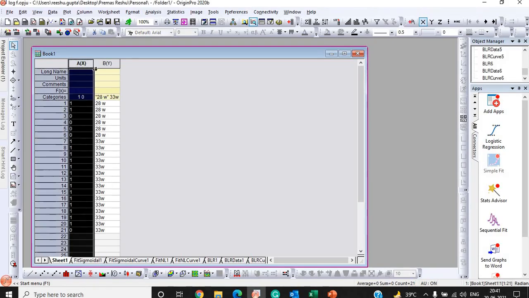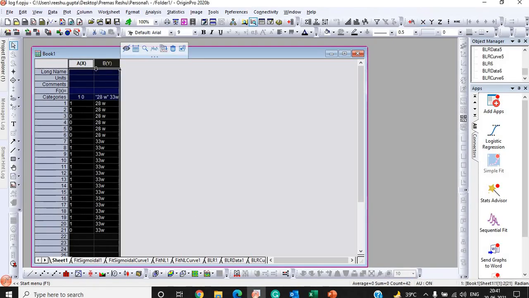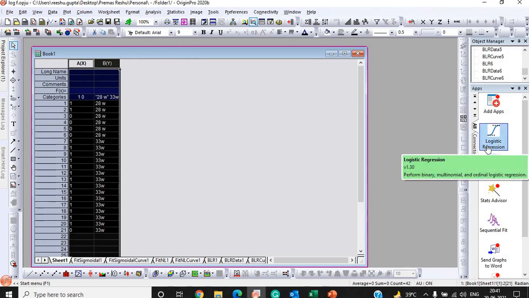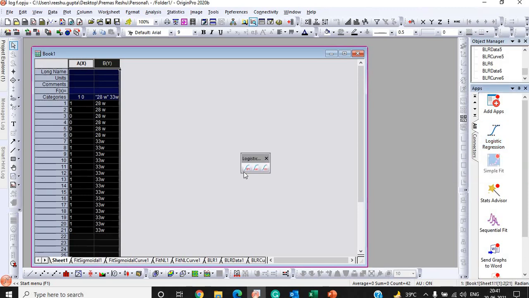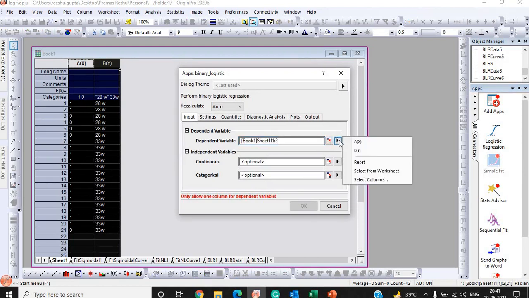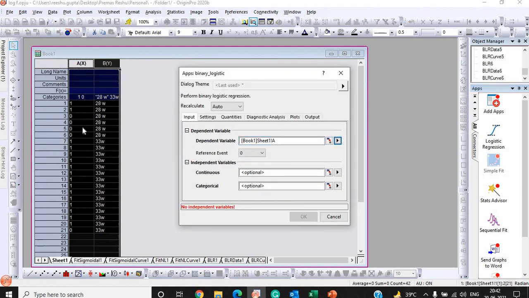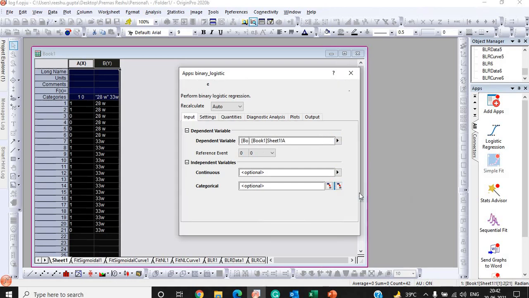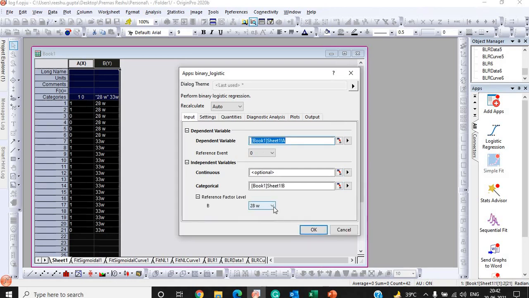Now what we will do, this is software. If you have SPSS, you can do that. I have this Origin software, I'm using it. Just go to logistic regression and click it here. What is your dependent variable? The AX means whether the child is on breastfeeding or not. What is your categorical variable? Now you can give the reference event 0 and 28 weeks. 28 weeks is our reference event.